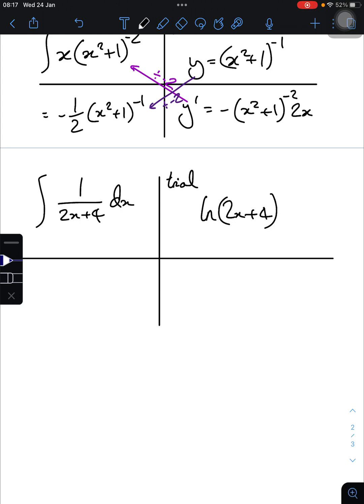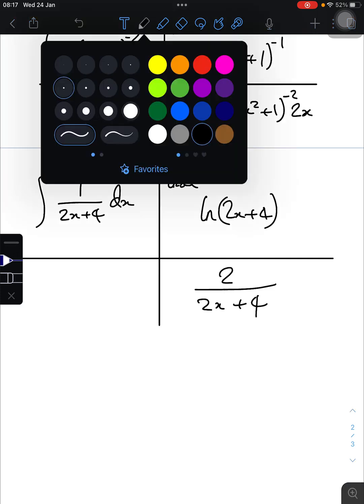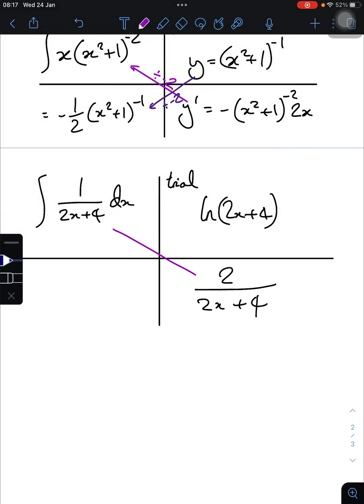If we differentiated ln of 2x plus 4, differentiate the inside of the bracket is 2 over 2x plus 4. Well, in order to get from here to there, I need to divide by 2. These are all kind of division problems, aren't they? And therefore, I need to do the same here. I need to divide by 2 this. And so my answer would be a half ln of 2x plus 4.